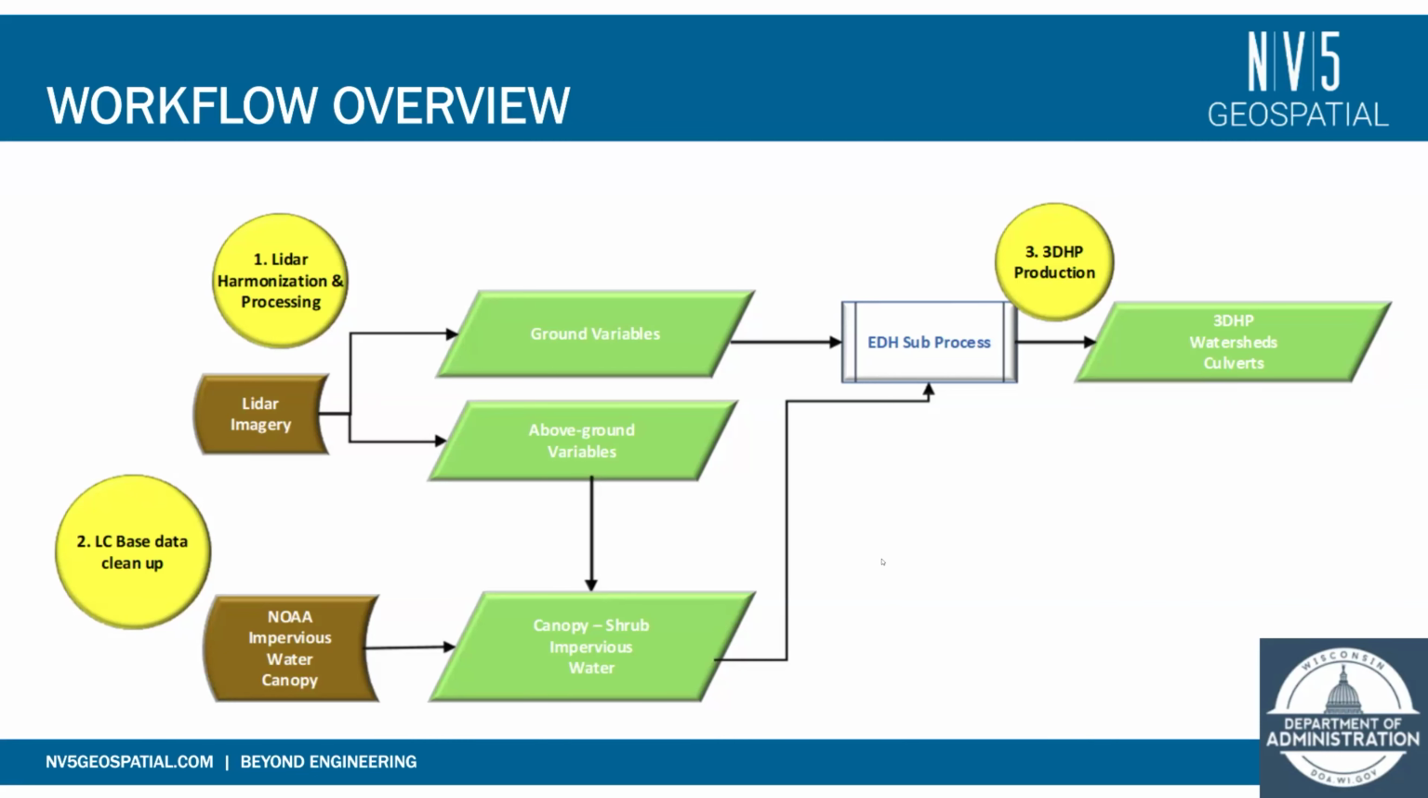So we've got the ground variables, and then we also have information on the water bodies. So we have water body consistency between that. And so that reduces the cost of developing those 3DHP data sets, the watersheds and the culverts. Next slide.